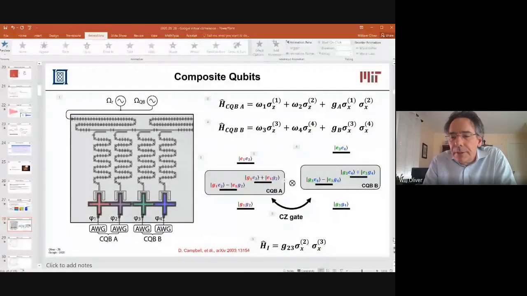Okay, so let me continue then. So the composite qubits are basically made from two transmon qubits, although it could be any qubit, but here we use two transmons of the Google style, XMON. So CQB means composite qubit. Composite qubit A are these two here. I guess you can see my cursor. And then composite qubit B are these two.